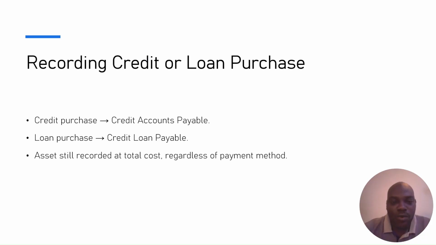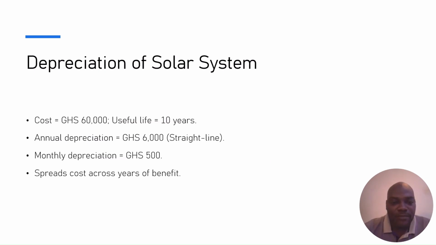If it's on a loan, we will create a loan account and then debit the solar system account by 60,000 and then credit the bank loan payable account with the 60,000. Depreciation means dividing the cost of the long-term asset over its useful life.